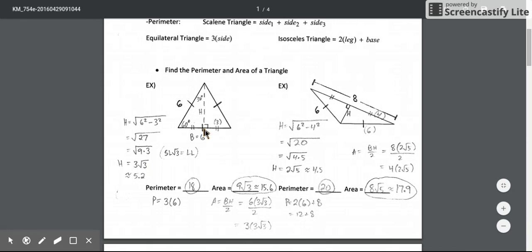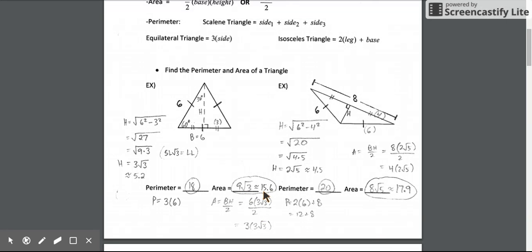So now that we have our height and our base, we can multiply those two values together. 6 times 3 times the square root of 3, and then cut it in half. And we get 9 times the square root of 3, or approximately 15.6.